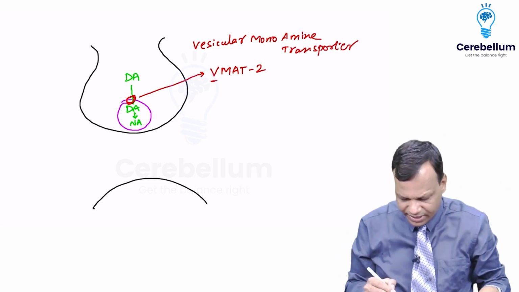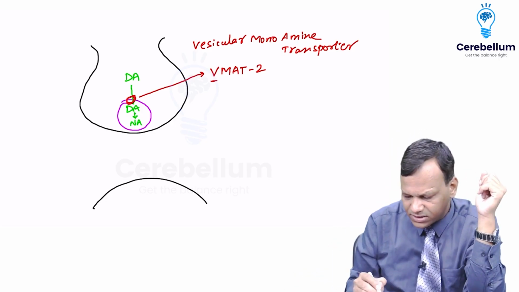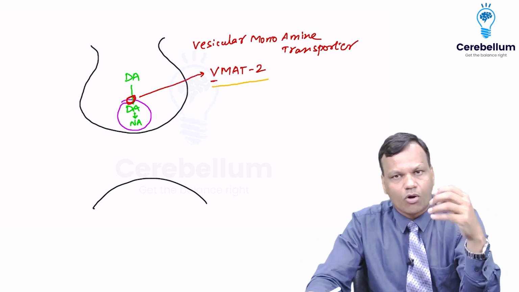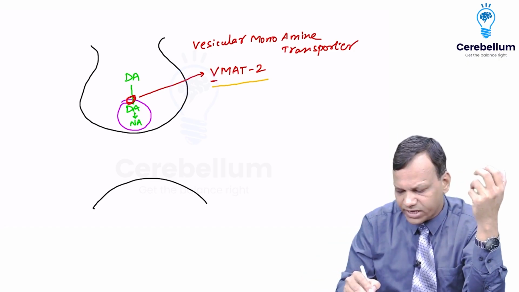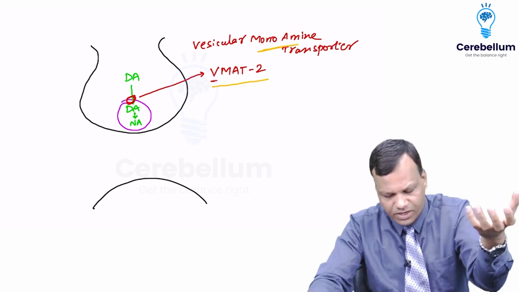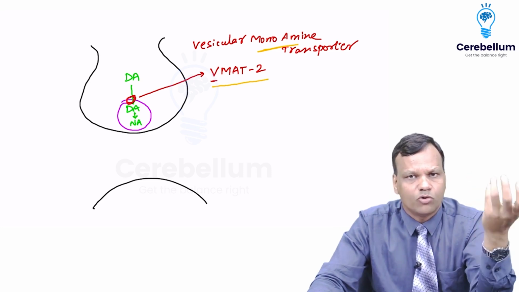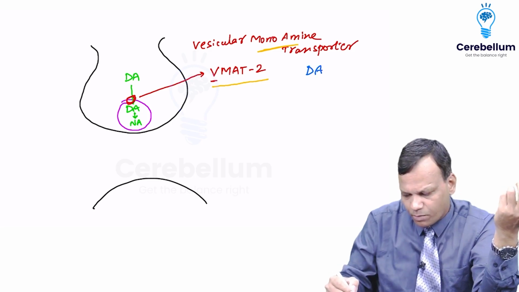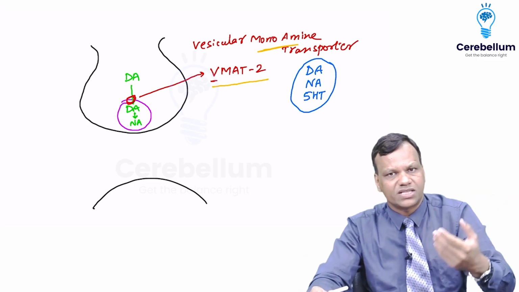Vesicular monoamine transporter. From the name you could easily find out that this is a non-specific transporter. It will transport all monoamines. So all monoamines will be transported into the vesicle by this pump. And what are the monoamines? Yes, dopamine is one monoamine. Apart from dopamine, we have noradrenaline, we have serotonin, all monoamines. So all monoamines are transported by this pump.